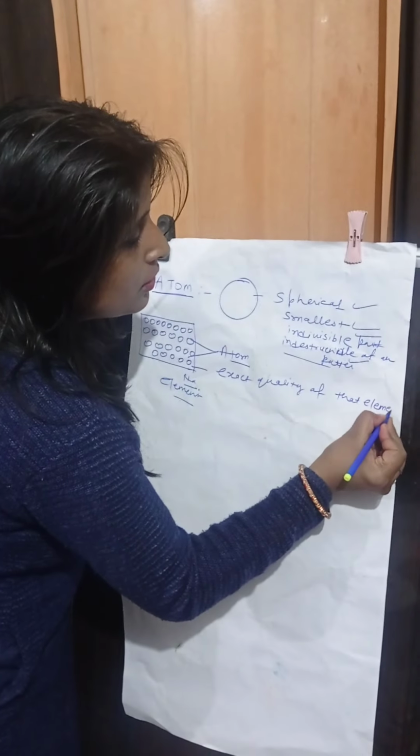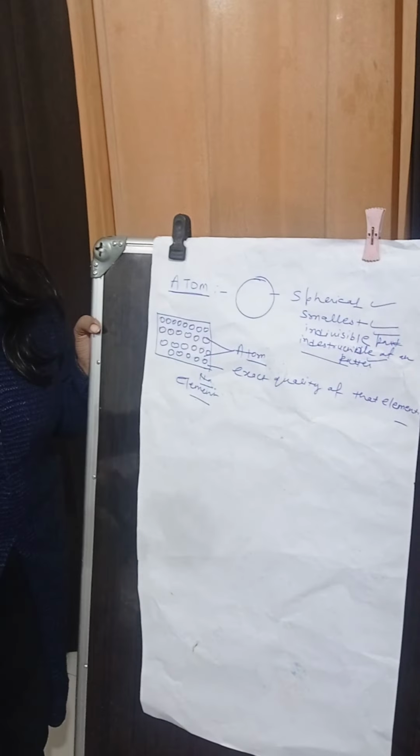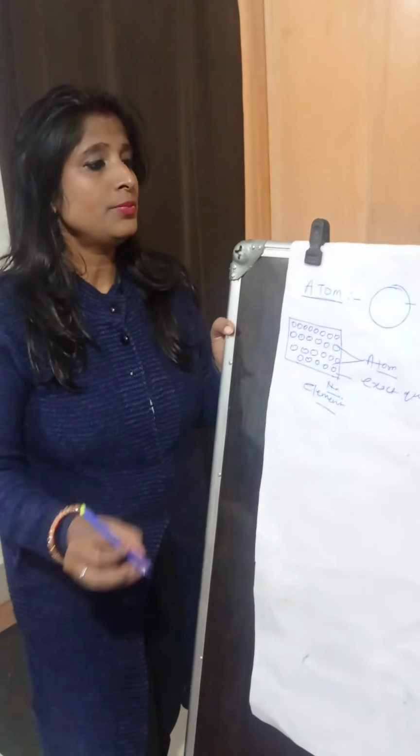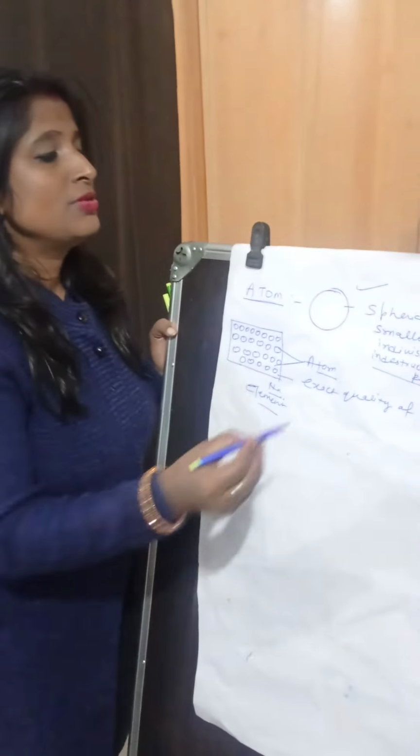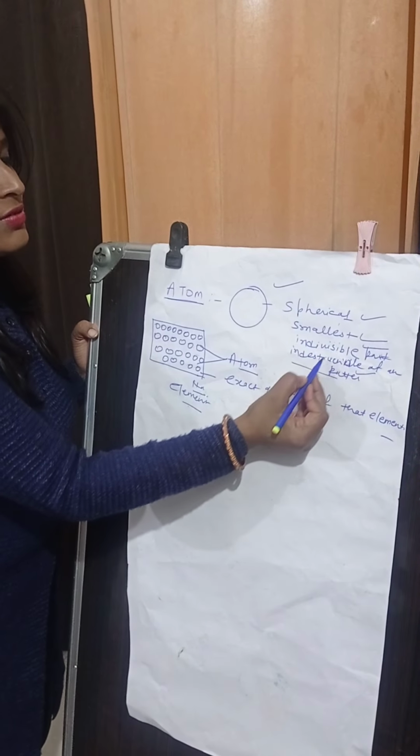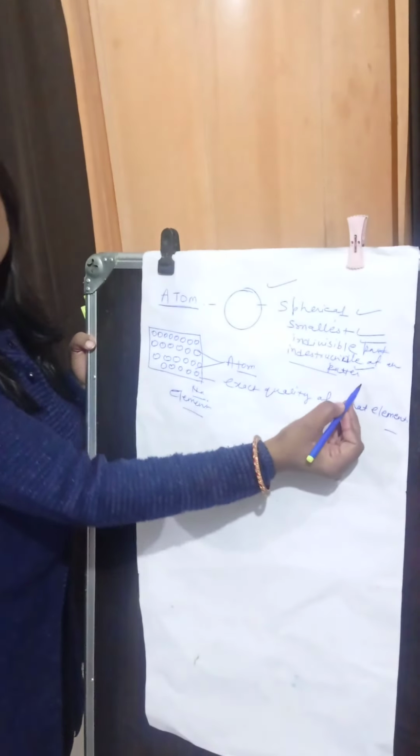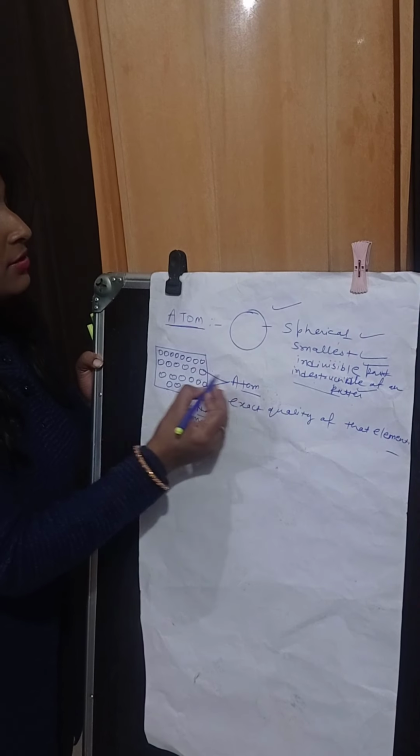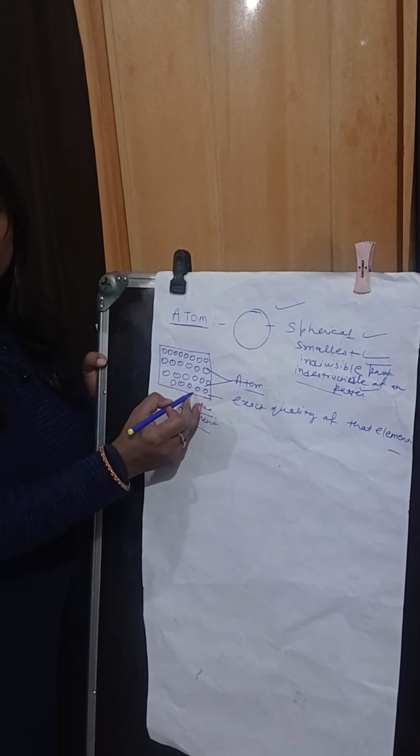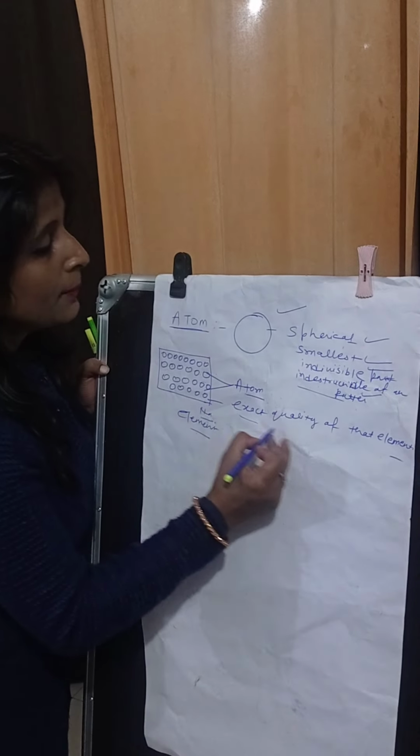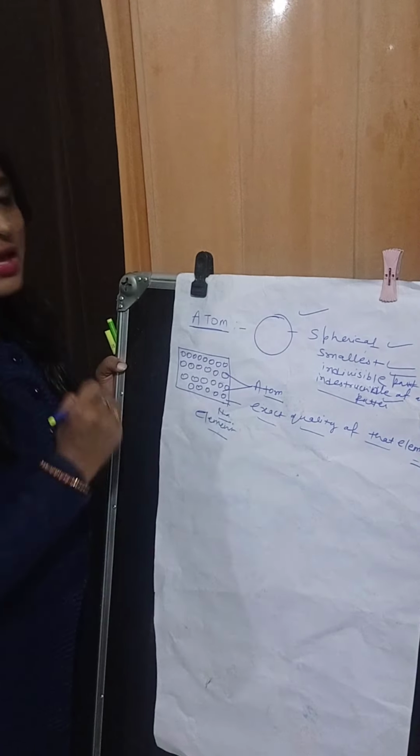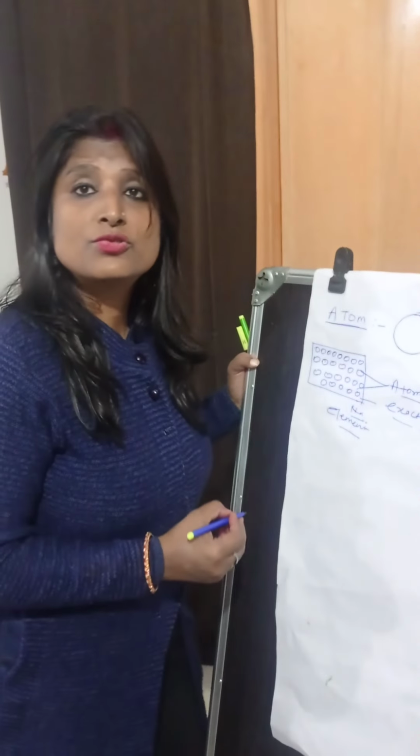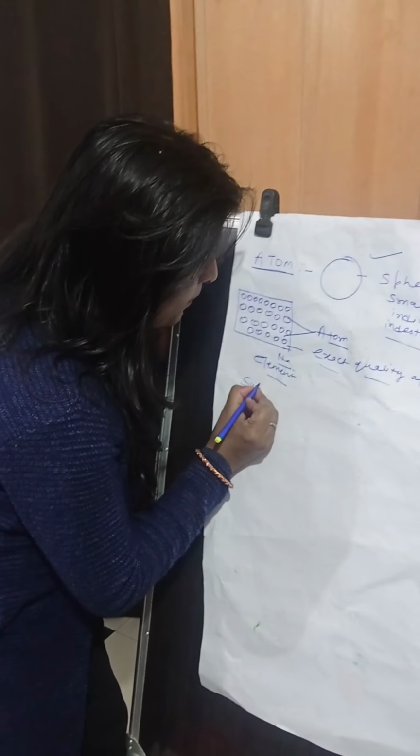So now we have two meanings of atom. First one, atom is a spherical, smallest, indivisible and indestructible part of a matter. And the second definition is atoms are the smallest particles of an element which have the exact quality of that element. So let's move towards the subparticles.